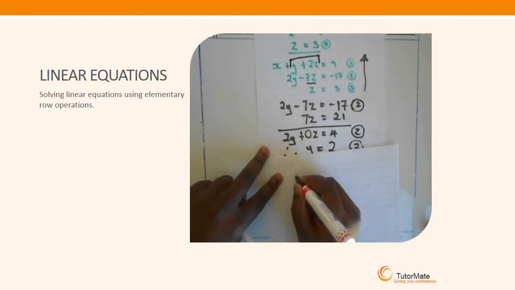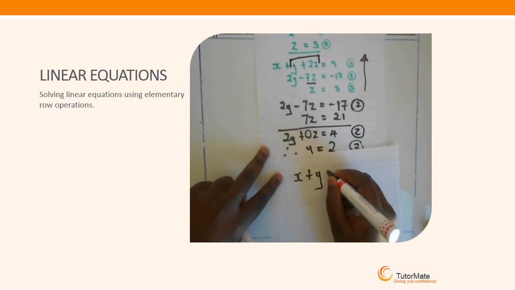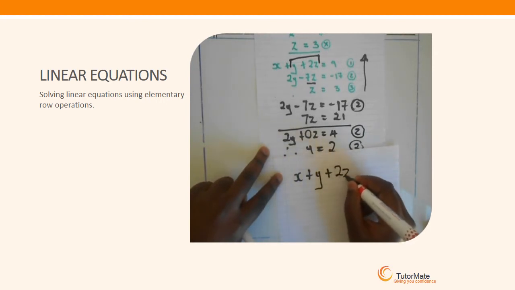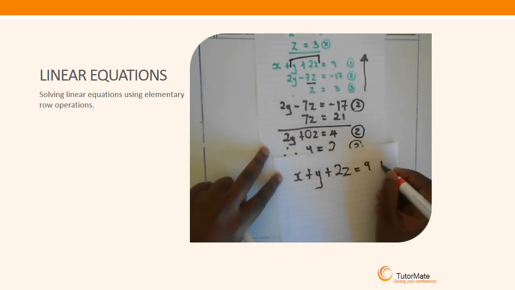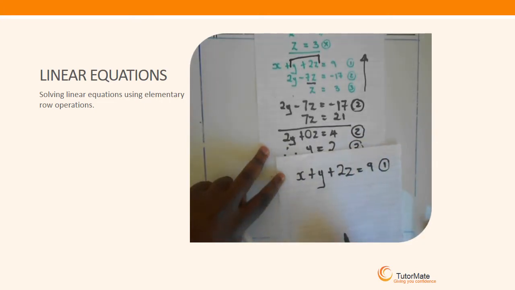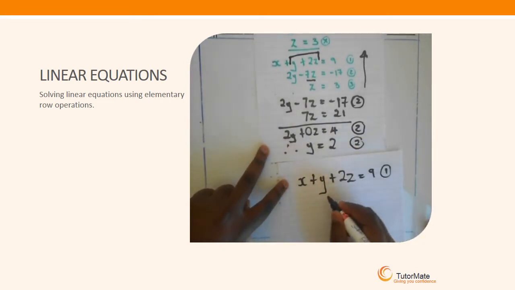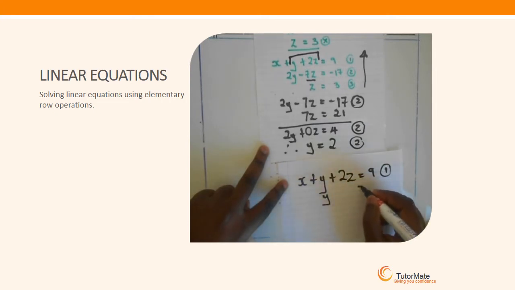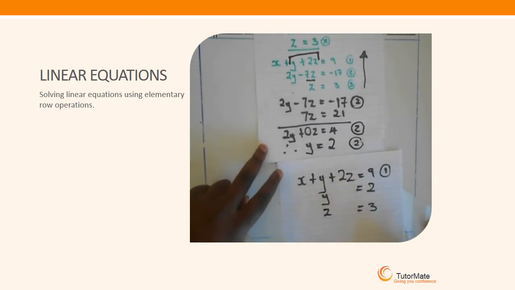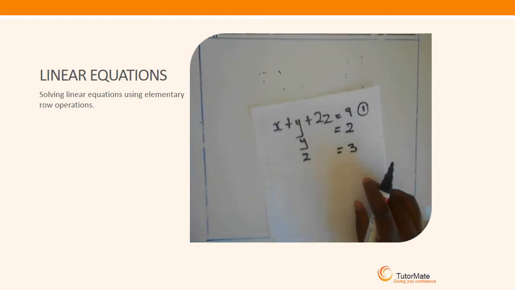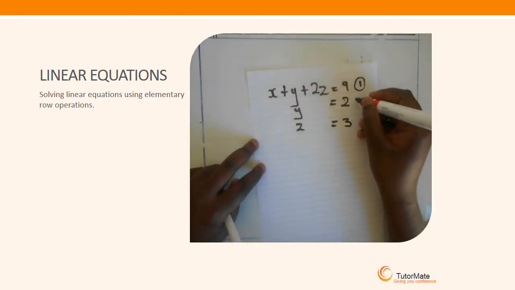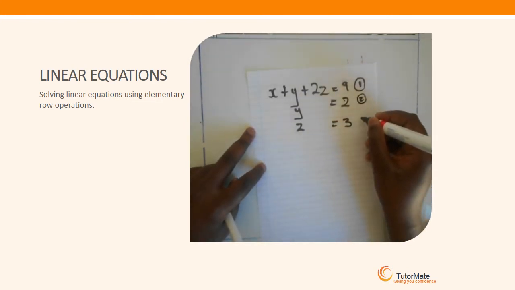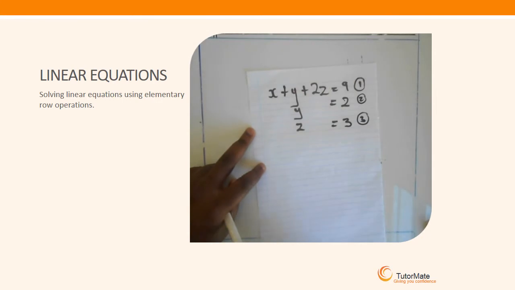Now my first equation is x plus y plus 2z is equal to 9. This is still my first equation. But now, however, my second equation has changed. It's now only y is equal to 2. My third equation is still z is equal to 3. So this is now my second equation and my third equation.